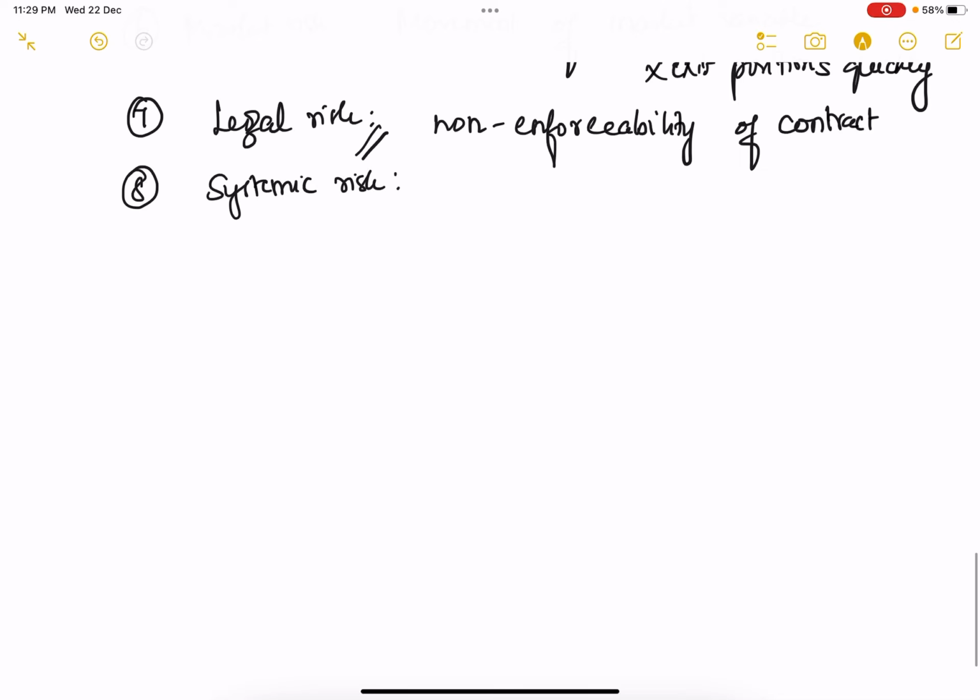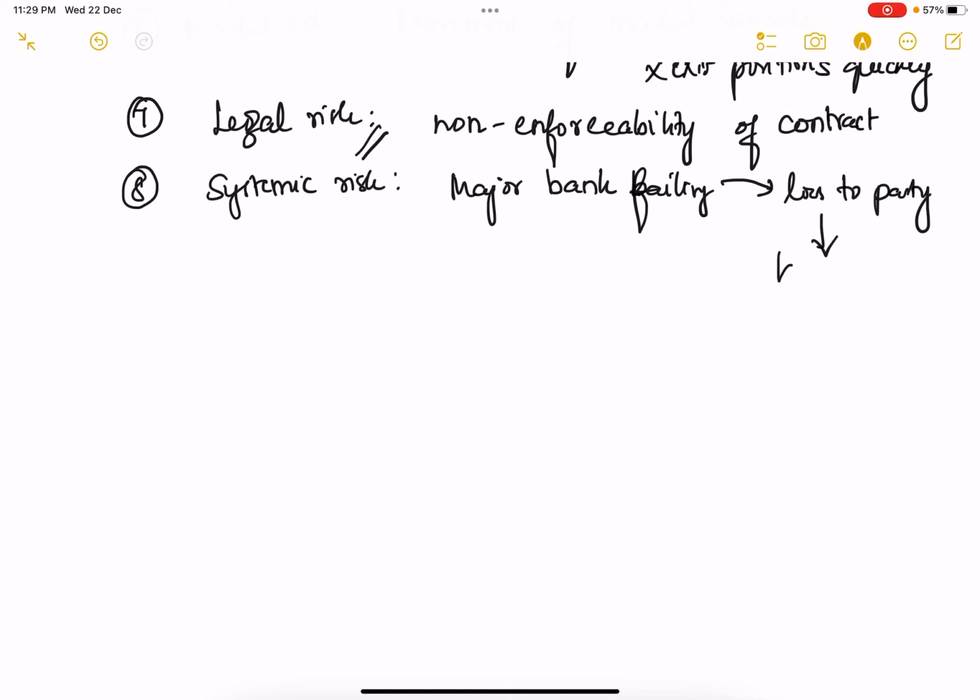The next risk is systemic risk. So what is systemic risk? This means that when a major bank is failing, this will lead to a loss to the counterparty. Thereby, there will be a banking crisis. So this is known as systemic risk.